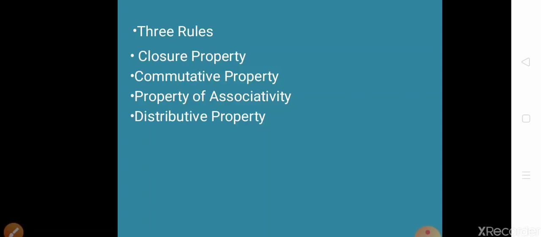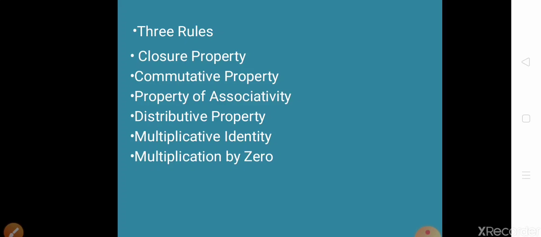Then we have the distributive property, which had two parts, and then the multiplicative identity, and last but not the least, we have multiplication by 0, which I believe was the easiest one. So we wind up today's class here.